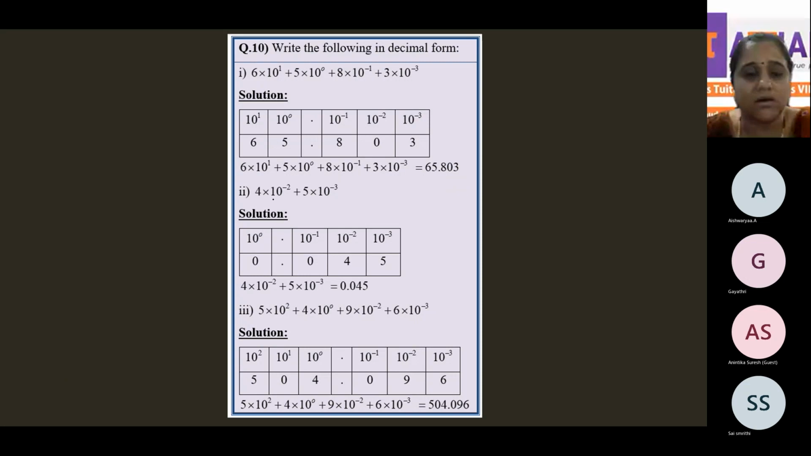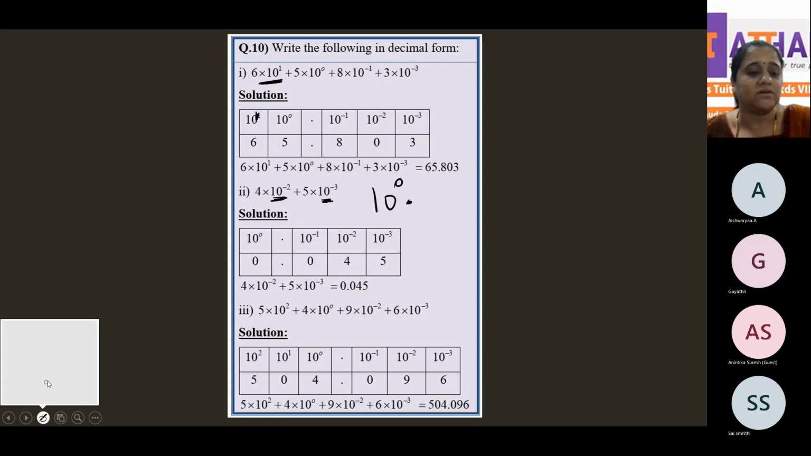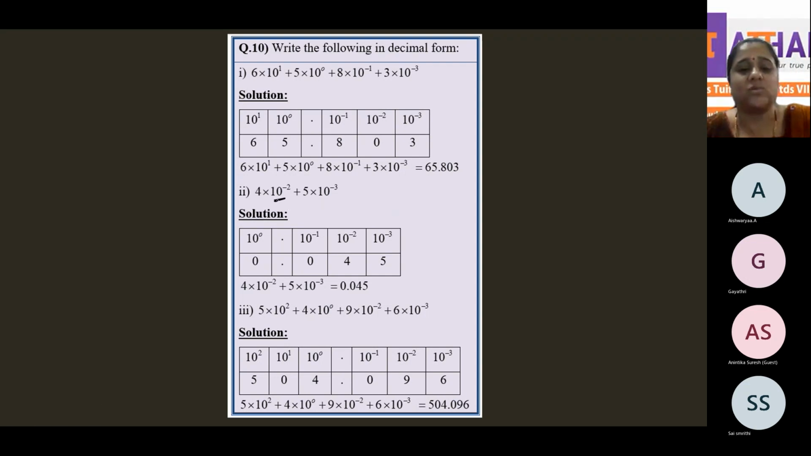So the next one, you can only see 10 to the power 0 and 10 to the power minus 2 and minus 3. But you cannot start from there. This is minimum. You must write 10 to the power 0 and the decimal point. See, we have written here 10 to the power 1 because we have a digit there. Otherwise, minimum requirement is this. You must start with 10. Just because there's only this and this, you cannot write only these two. You must start with 10 to the power 0 and write the decimal point.